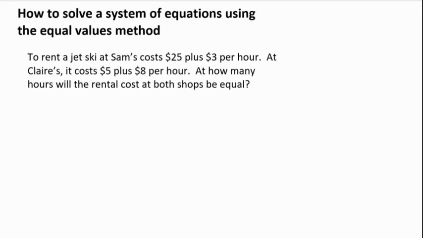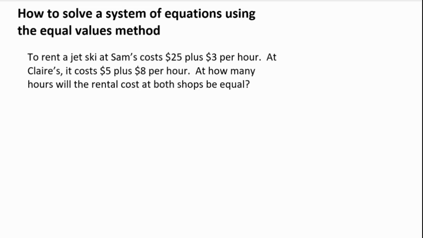In this video, we are reviewing how to solve a system of equations using the equal values method. So remember that a system of equations is just two or more equations. So this problem says to rent a jet ski at Sam's costs $25 plus $3 per hour. At Claire's, it costs $5 plus $8 per hour. And how many hours will the rental cost at both shops be equal?